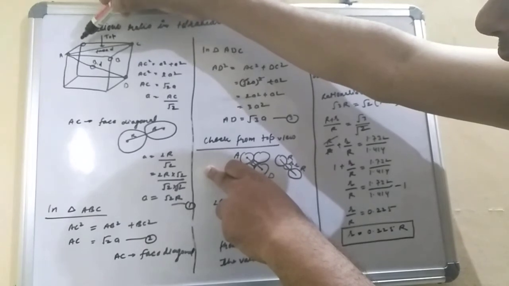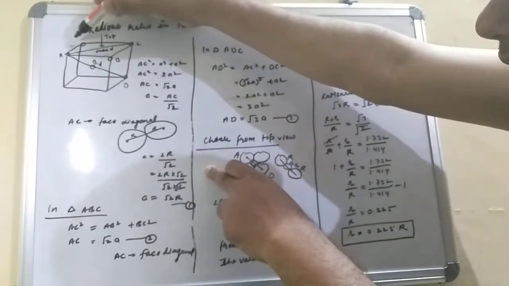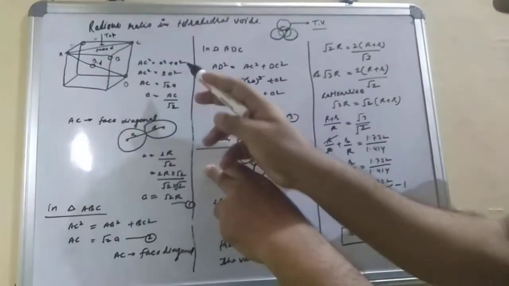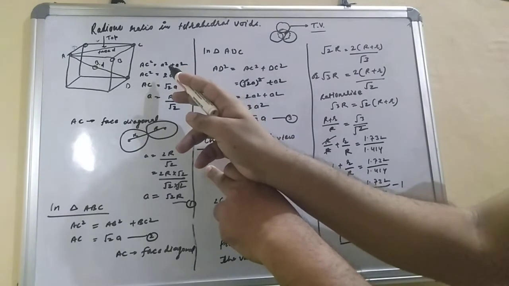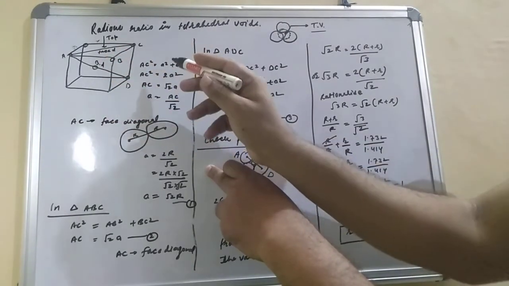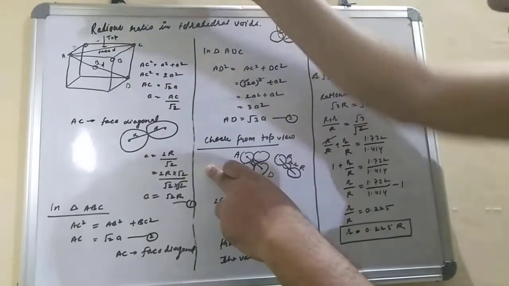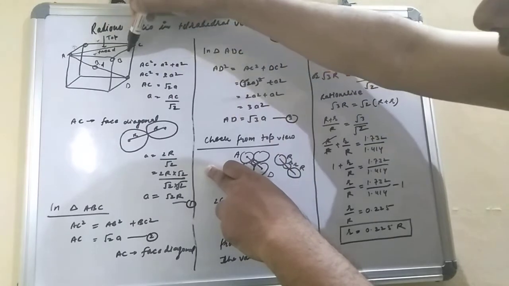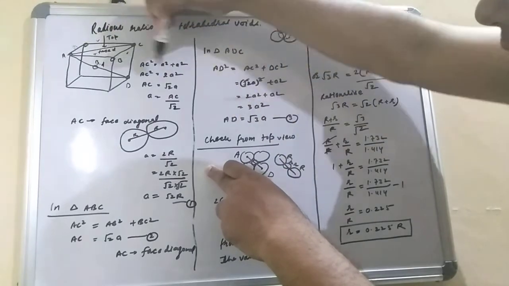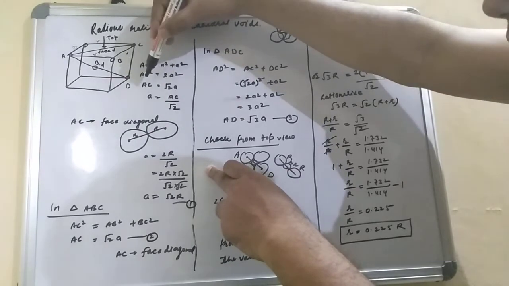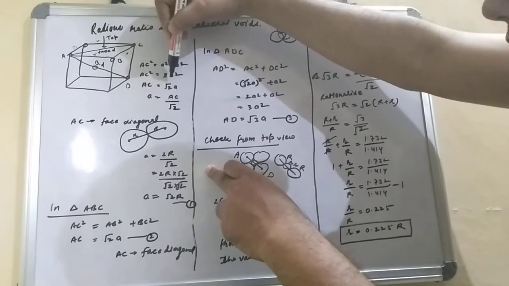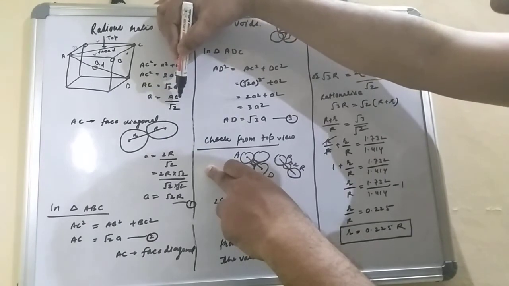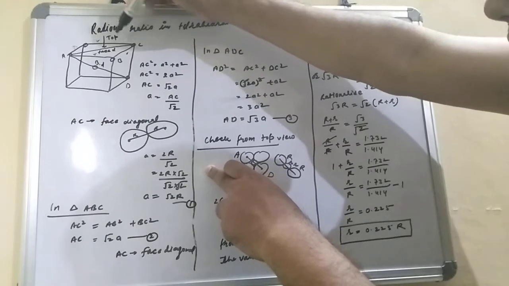Calculating AC: this one is edge length a, this one is also edge length a, and this is 90 degrees. Applying the Pythagoras theorem, AC squared equals AB squared plus BC squared, which is a squared plus a squared. So AC squared equals 2a squared, and AC equals root 2 a. Here AC is the face diagonal.